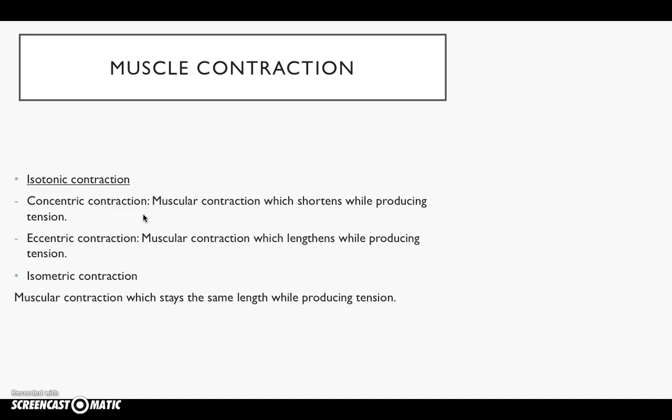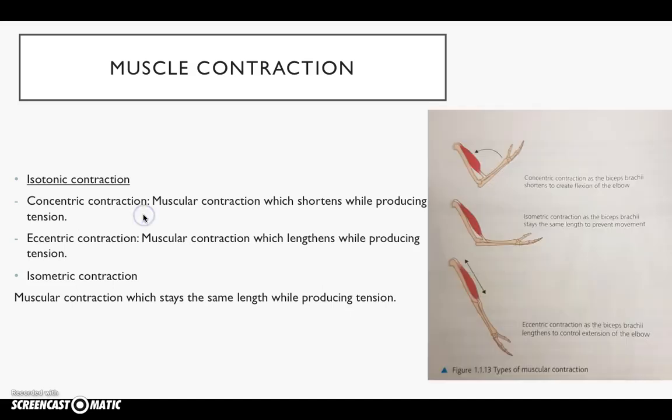Then isometric, an example of that would be holding a squat. So your muscles are in tension, but they are not changing length. They're staying the same length during that tension. And this is just the example of concentric muscular contraction, so it's shortening. Isometric, it is staying the same length, so it'd be holding something in that position. So holding a dumbbell in that position is an isometric muscular contraction. There's no movement within the muscle. On the lowering phase, it's getting longer, eccentric contraction as the biceps brachii lengthens to control extension of the elbow.